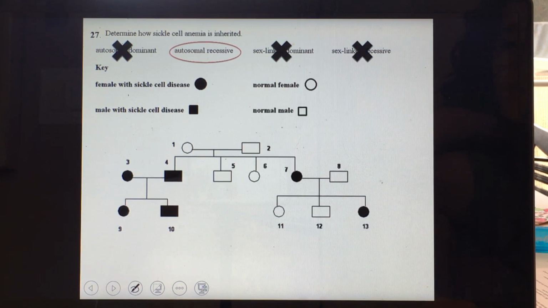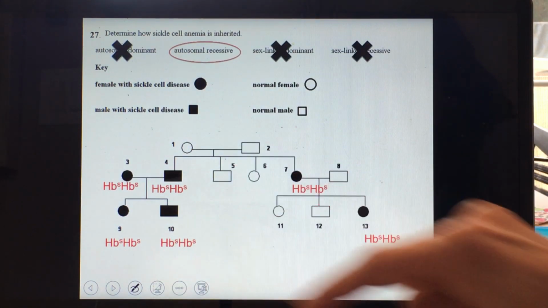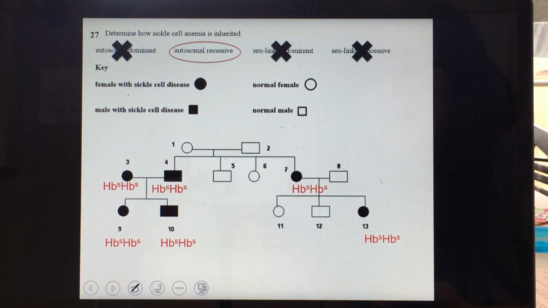So you probably either did A for anemia or picked S for sickle cell, but I happen to know that the notation that scientists use is HbS for sickle cell and HbA for the normal allele. So these individuals have sickle cell anemia, so they would be HbS, HbS, and the Hb stands for hemoglobin and the S for sickle cell.